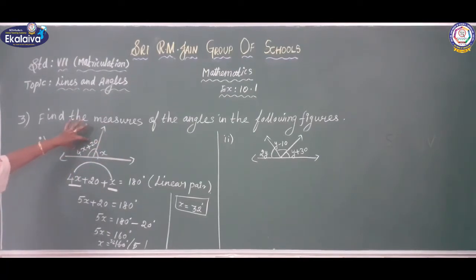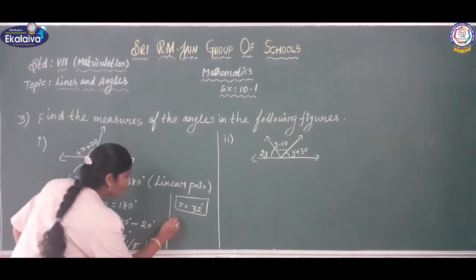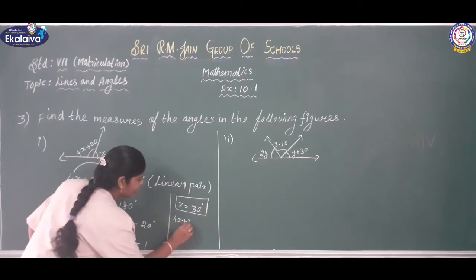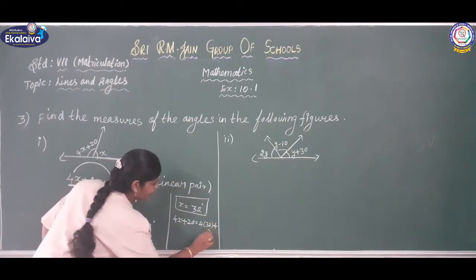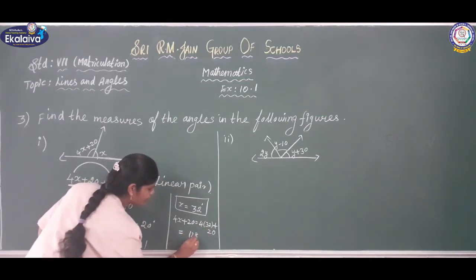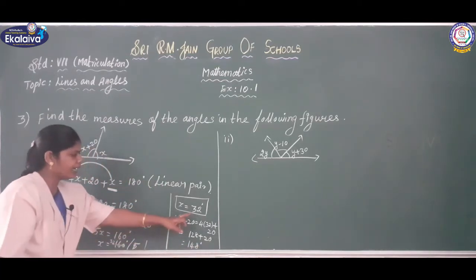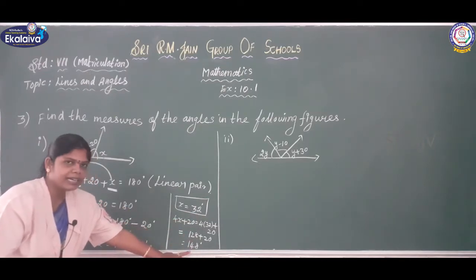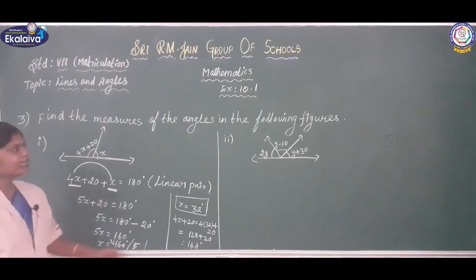And next we need to know how much 4x plus 20 is. One angle is 32 degrees. The other angle, 4x plus 20, equals 4 into 32 plus 20. So 4 twos are 8, 4 threes are 12, plus 20. So the other angle is 148 degrees. So one angle is 32 degrees, the other angle is 148 degrees. Is it clear, children? See the next one.